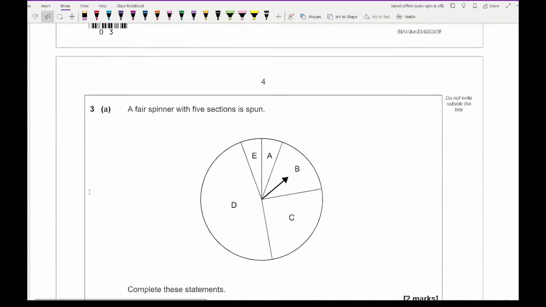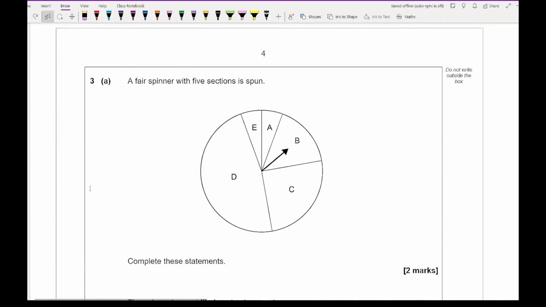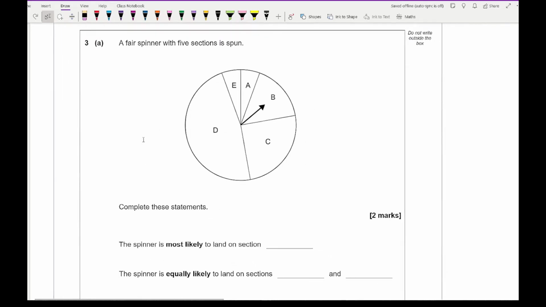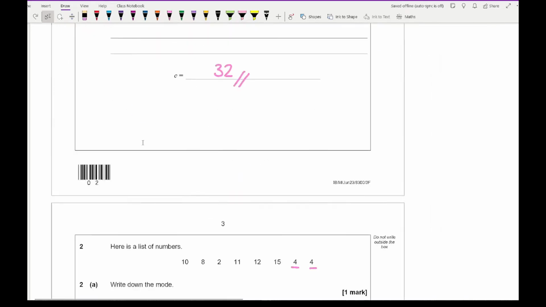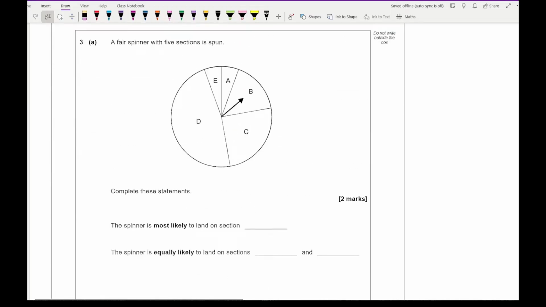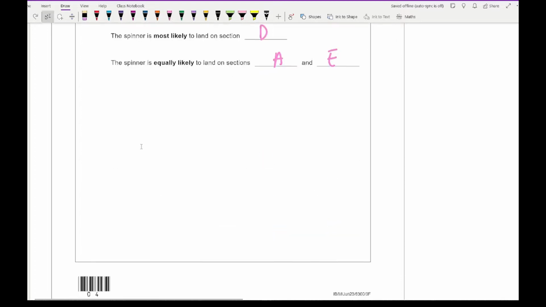Moving on to question 3a, it says that a fair spinner with 5 sections is spun. Complete these statements. So I'll just zoom out so we can see what those statements are. And it says the spinner is most likely to land on which section. So we want the biggest section, which is D. The spinner is equally likely to land on sections, and so we're looking for which sections have the same size, and that's going to be A and E. And you can write A and E in any particular order.